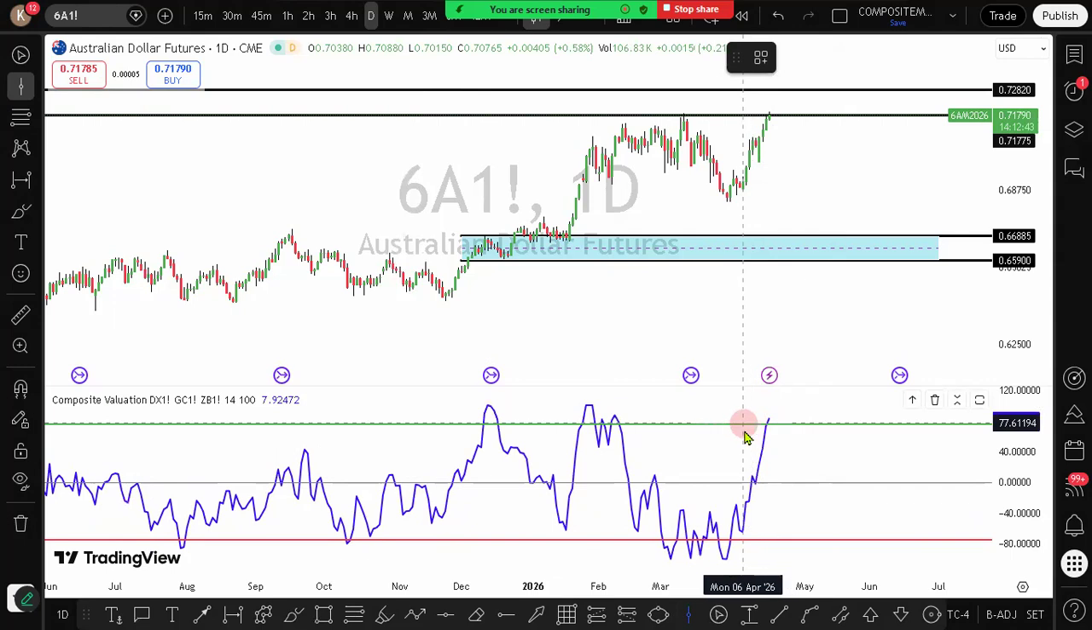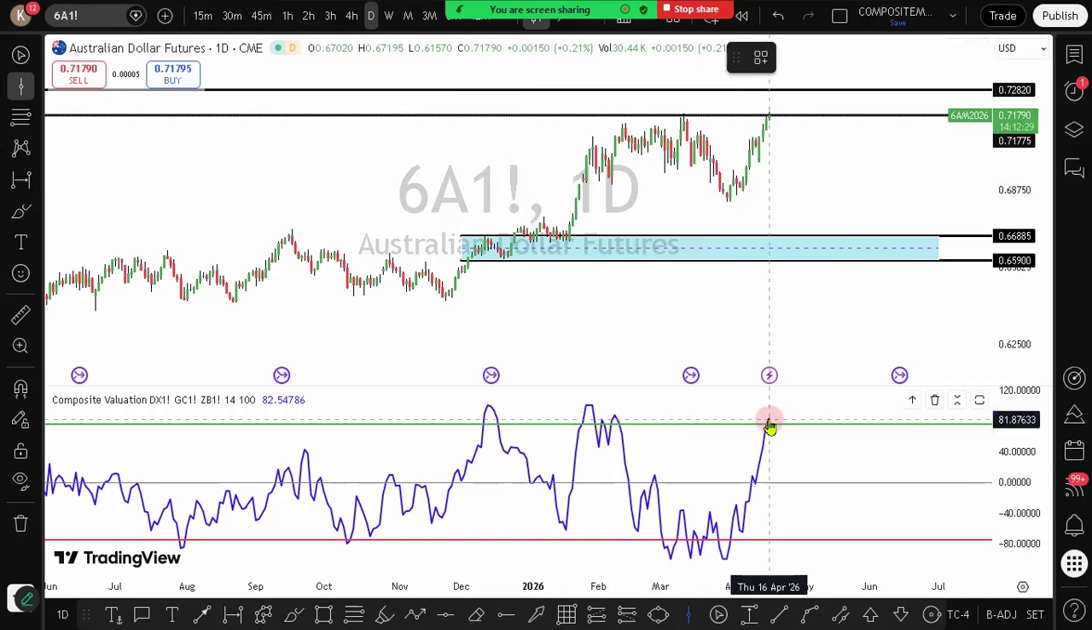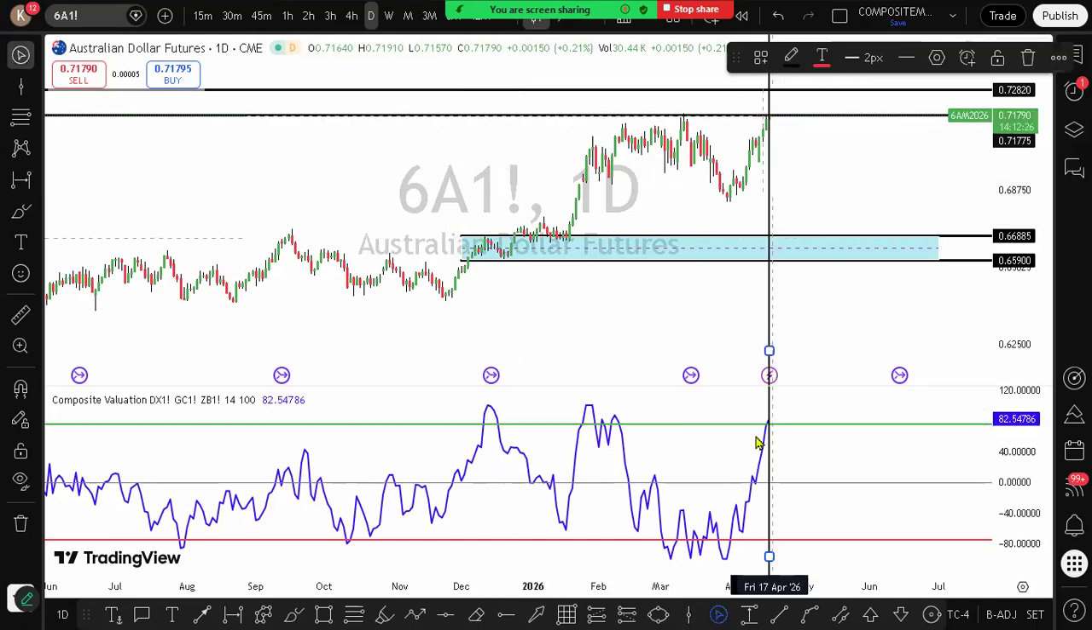This means that if the dollar becomes overvalued against the Australian dollar, it means that the Australian dollar is cheap and it can be sold. So here we're looking for a drop.